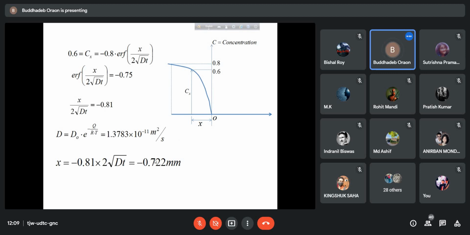Following the same process, you will get around 0.722 millimeters. That means from this origin, if you go to a depth on the left hand side of 0.722 millimeter, your concentration will be 0.6. That means the machining depth will be X. So this is the value.